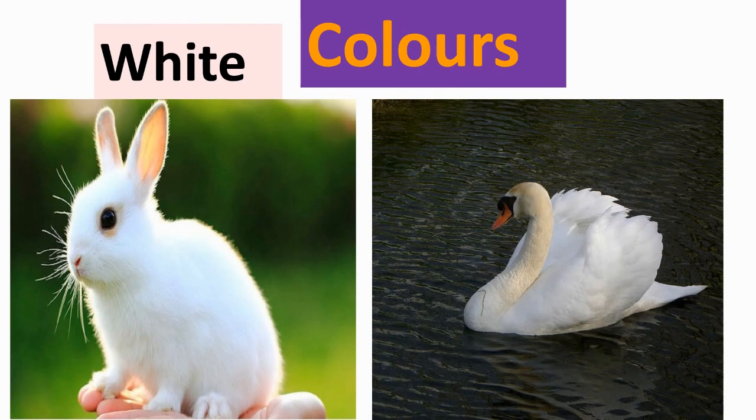The second difference between animals is the color. We find animals in different colors. The first color here is white. Here is a picture of a rabbit and next to it a picture of a swan, which also comes under the animal kingdom. These are both animals which are found in white color. There are animals which are found in different colors. Let's see the next color.